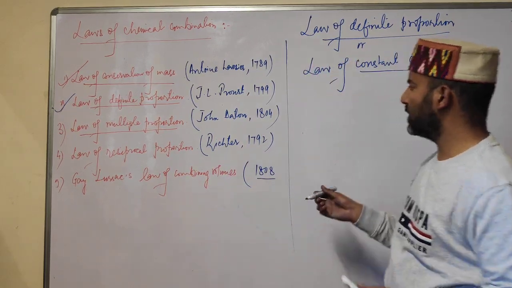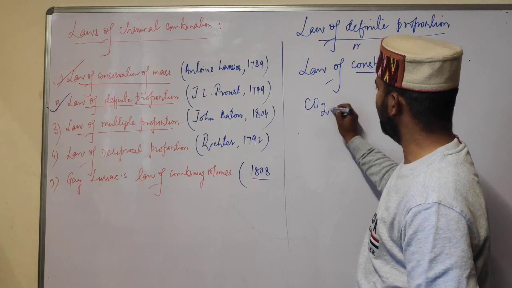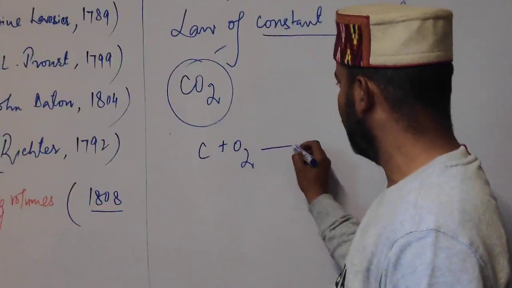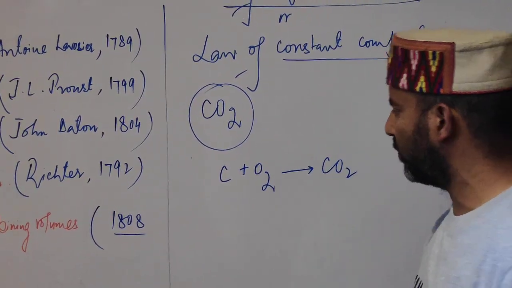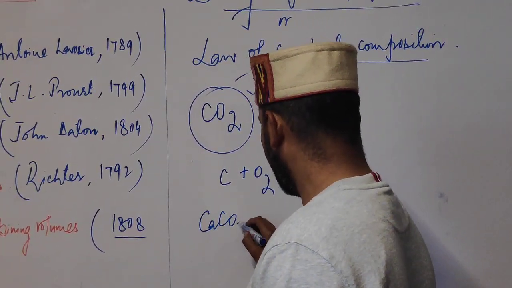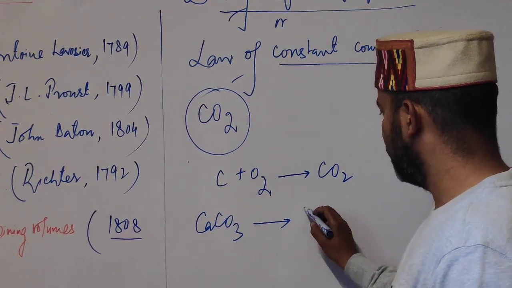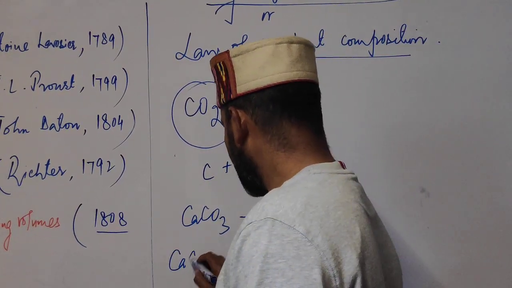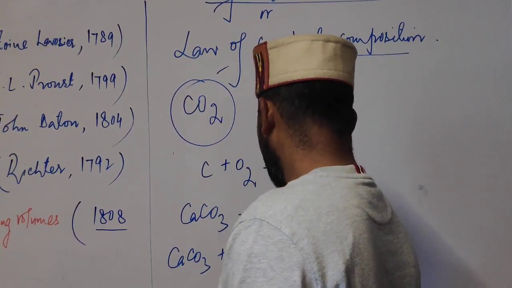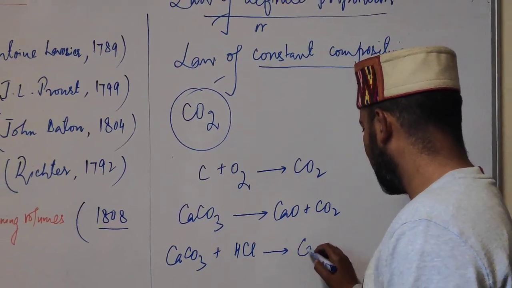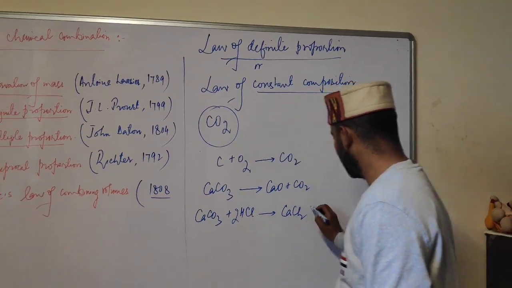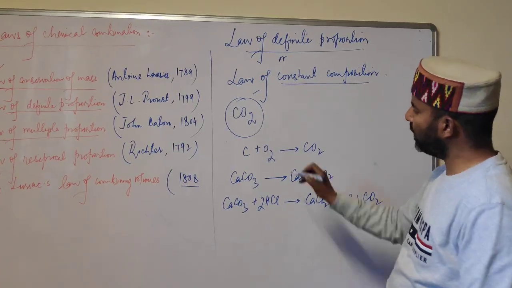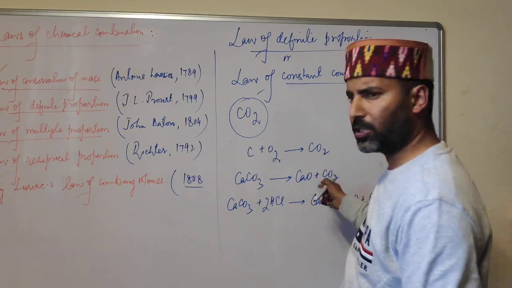Let me take an example, students. I have carbon dioxide. Now we know that carbon dioxide can be prepared by several methods. It can be prepared by combustion of carbon, by thermal decomposition of calcium carbonate which gives calcium oxide and CO2, or by the action of acid HCl on, say, calcium carbonate. So we get calcium chloride, water, and carbon dioxide. So there can be many methods for the preparation of the same compound.